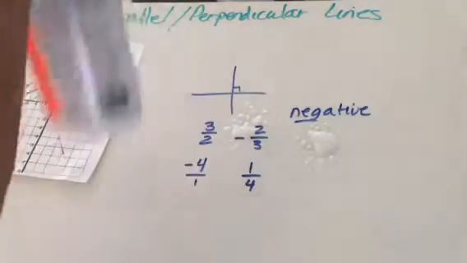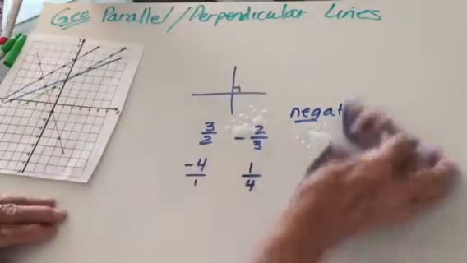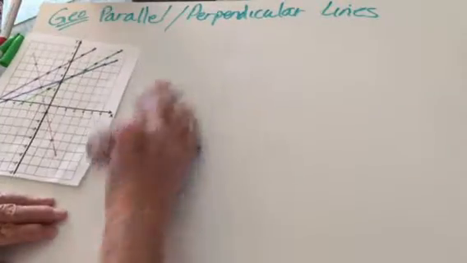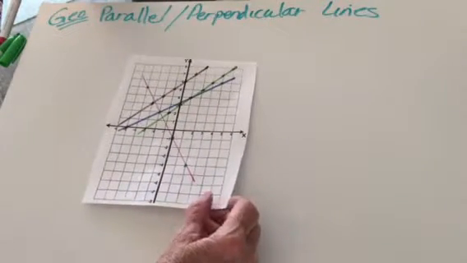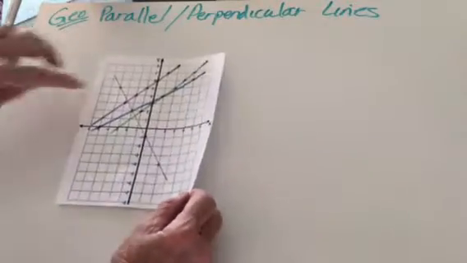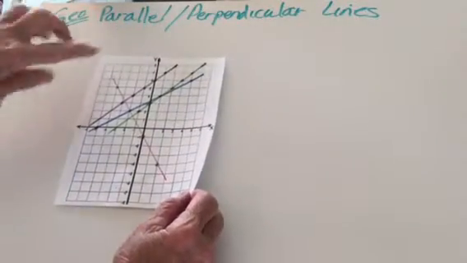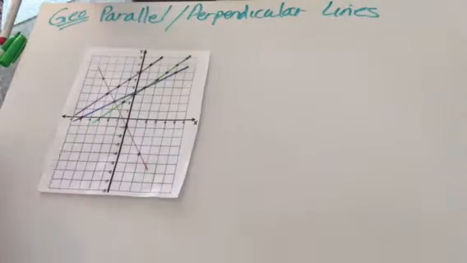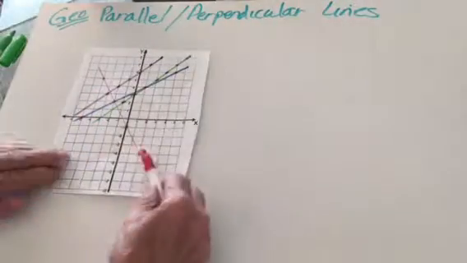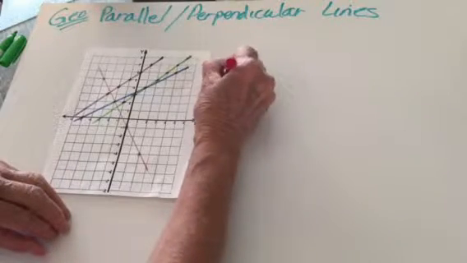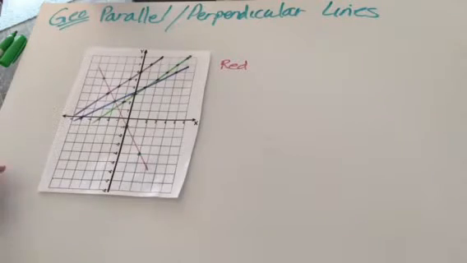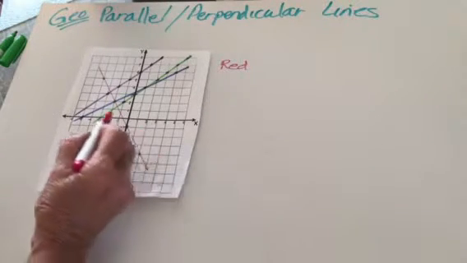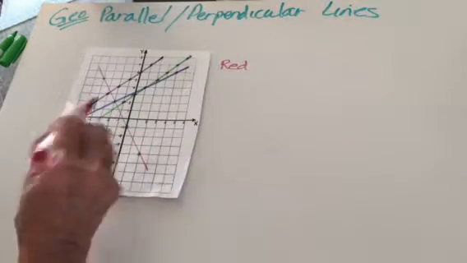All right, so now I have a little paper here that has a bunch of lines on it. And we're trying to figure out if any of these lines are parallel or perpendicular. I've got 4 colors here. One is this red line. Let's figure out the slope of this red line. I don't care about the y-intercept, I just want to know the slope.